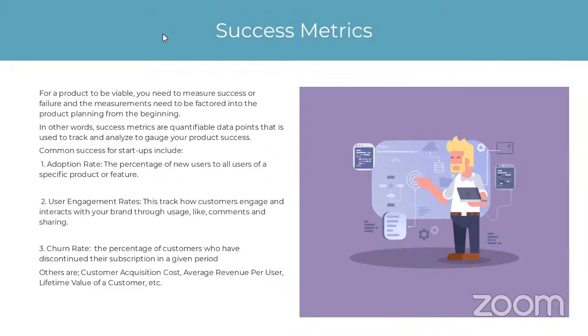Then there are churn rates. Churn rate is the percentage of customers who have discontinued their subscription in a given period, right? There can be a rush to your product at the very beginning, and before you know it, maybe you are having 100 viewers, and all of a sudden you are having 80, 60 viewers on a regular basis. So some people are churning. These people are walking away from your product. So it's also a success metric to measure how well your product is doing. Others are customer acquisition cost, CAC, average revenue per user, and lifetime value of a customer.